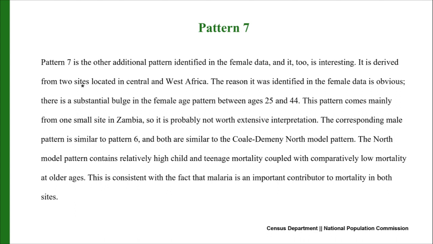The corresponding male pattern is similar to pattern 6, and both are similar to the Coldemini North model pattern. The North model pattern contains relatively high child and teenage mortality coupled with comparatively low mortality at older ages. This is consistent with the fact that malaria is an important contributor to mortality in both sites.